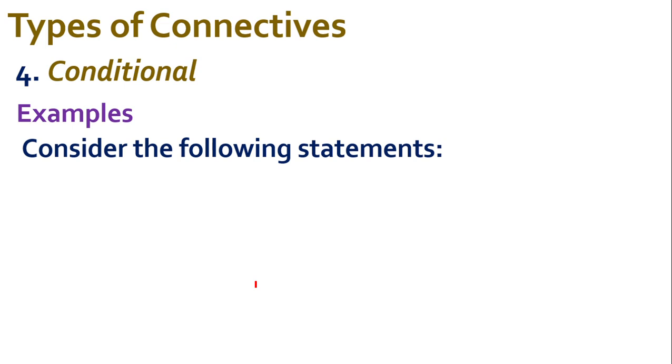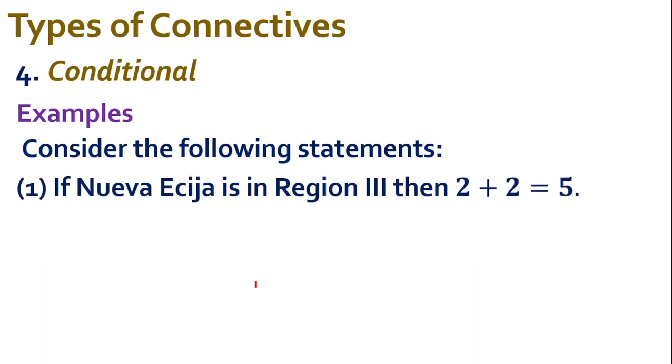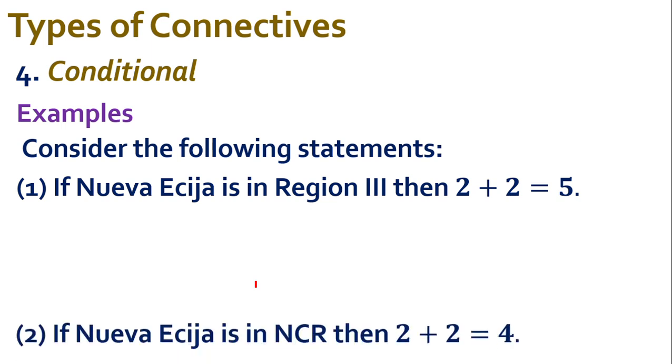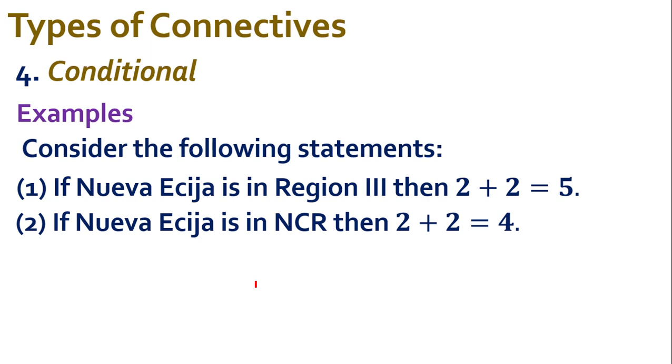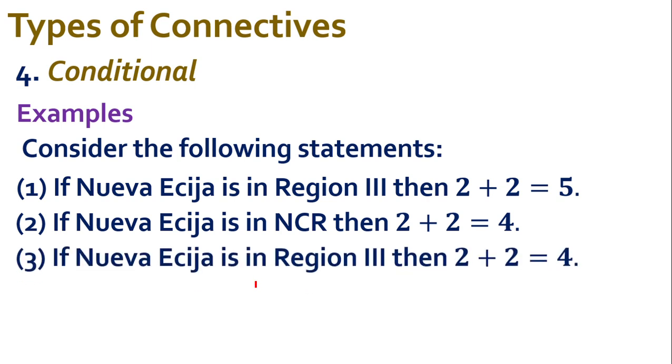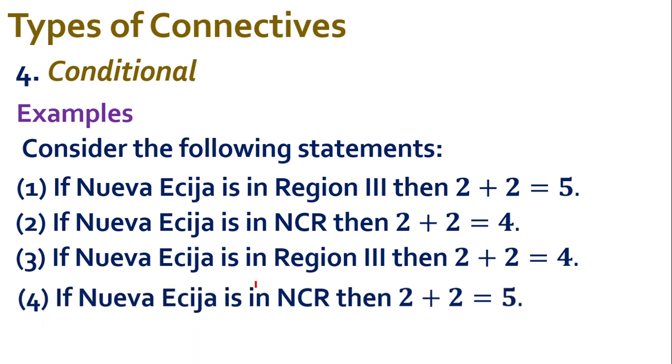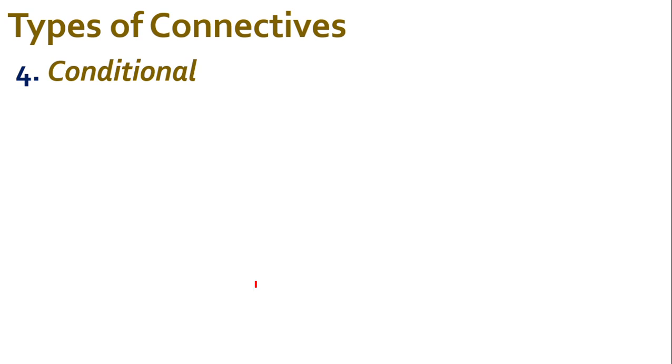So we have to consider the following statements. First, if Nueva Ecija is in Region 3, then 2 plus 2 is equal to 5. If Nueva Ecija is in NCR, then 2 plus 2 is equal to 4. So yun yung mga conditional. If Nueva Ecija is in Region 3, then 2 plus 2 is equal to 4. If Nueva Ecija is in NCR, then 2 plus 2 is equal to 5. Check natin yan.